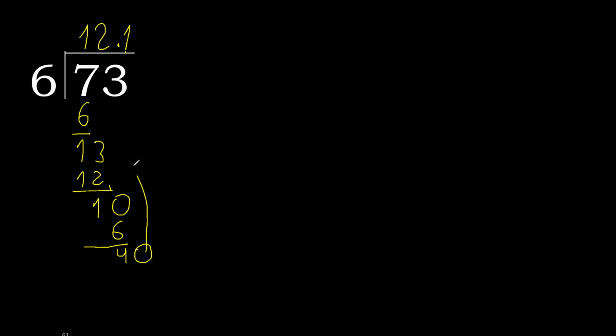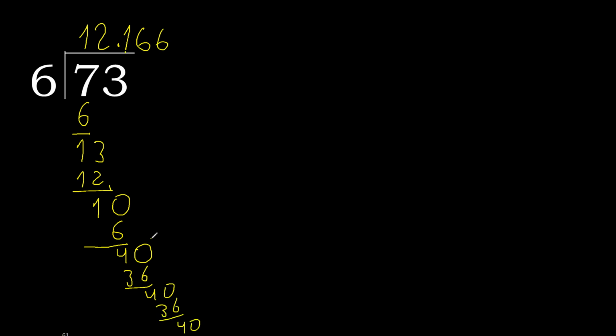Always complete with 0, the point is here, 40. 6 multiplied by 6 is 36. Subtract, complete, 40 minus 36.